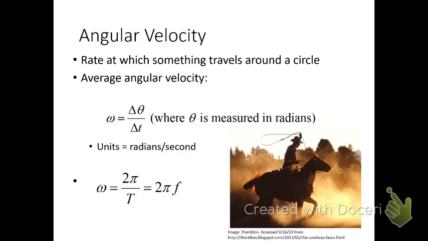How many radians per second? Don't forget, in a single circle, there are 2 pi radians. So if I complete a full circle, a full 360 degrees, a full 2 pi radians in one period, I find my angular velocity as simply change in angle over change in time. And since period and frequency are inverses, I could also write it this way instead.